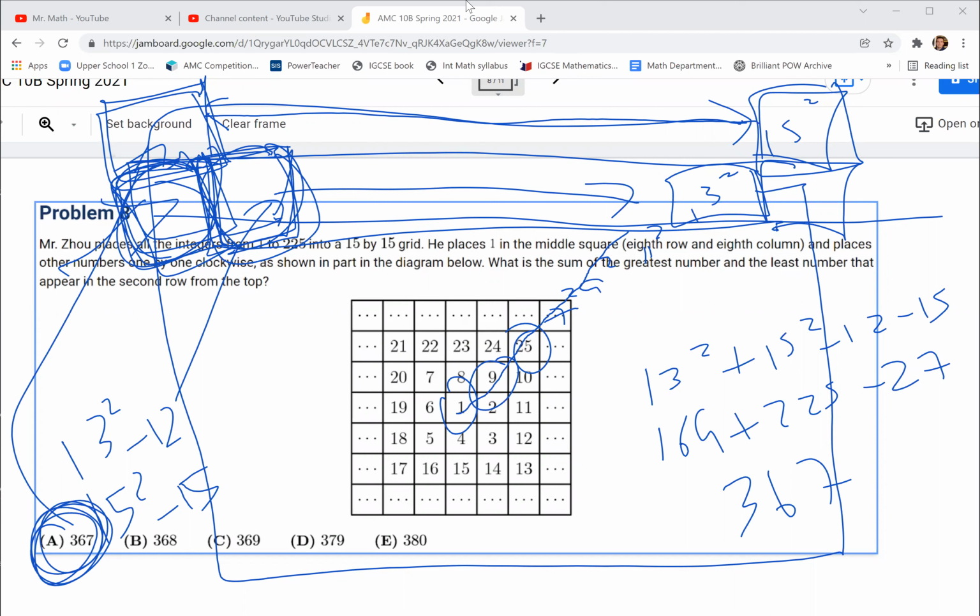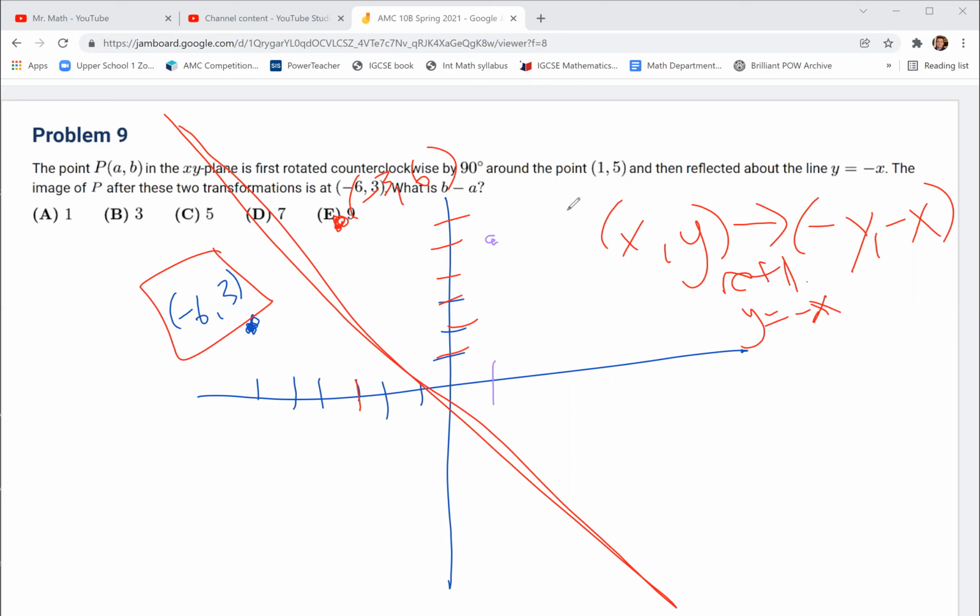Okay, all right, so we got that. So (-3, 6). Now, what happened before that? We rotated counterclockwise, or anti-clockwise, 90 degrees about the point (1, 5). So let's find the point (1, 5). That would be here, right? Now, what I always do when I rotate is I make sort of a little triangle shape, right? And I know that's 90 degrees.